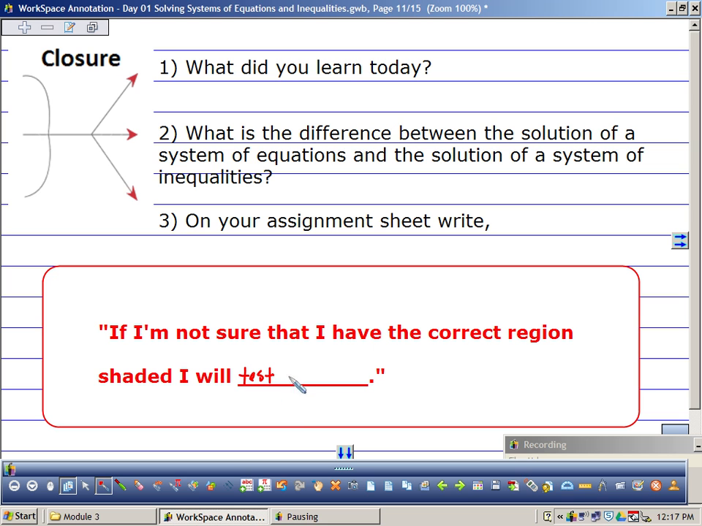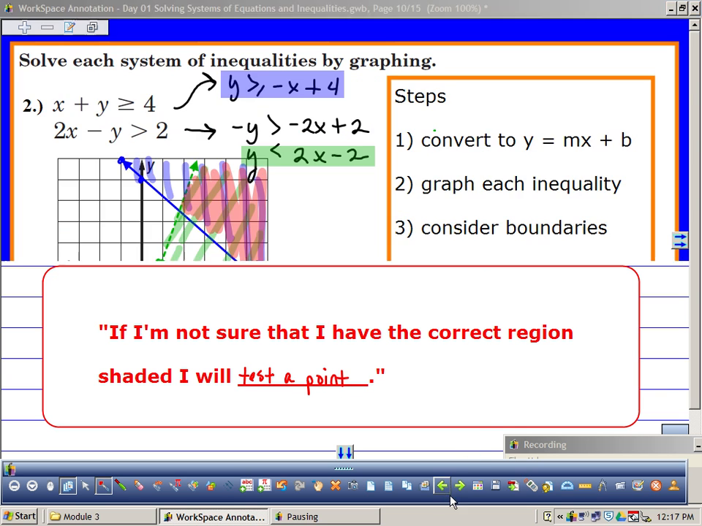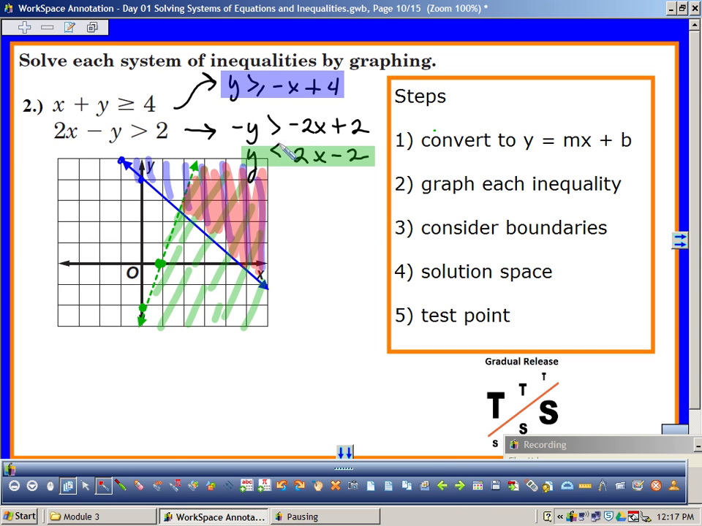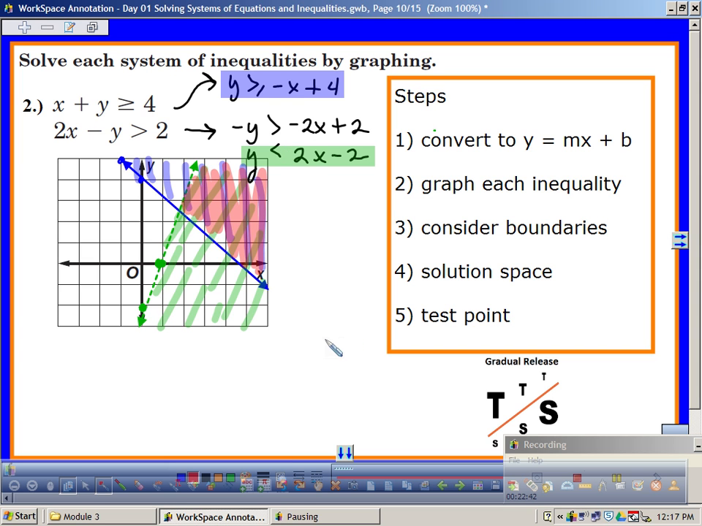Test a point. If I tested a point in this one, guys, what would be a good point to test? If I did 0, 0, it would mean that both of them were wrong. Right? You could test 0, 0, and it would be false for both of them. You could test 1, 2. What about if you tested 3, 3? It would be true for both of them.